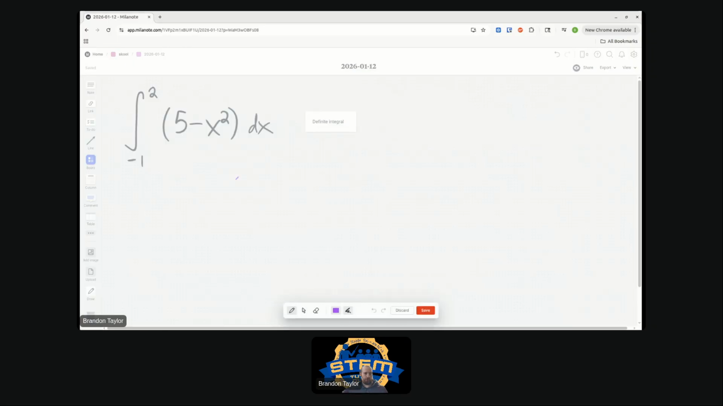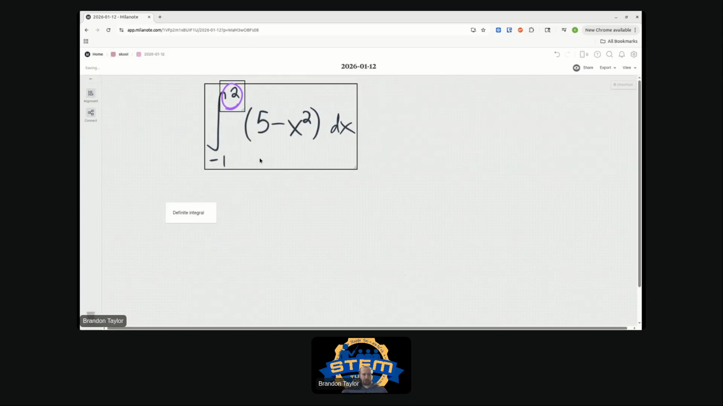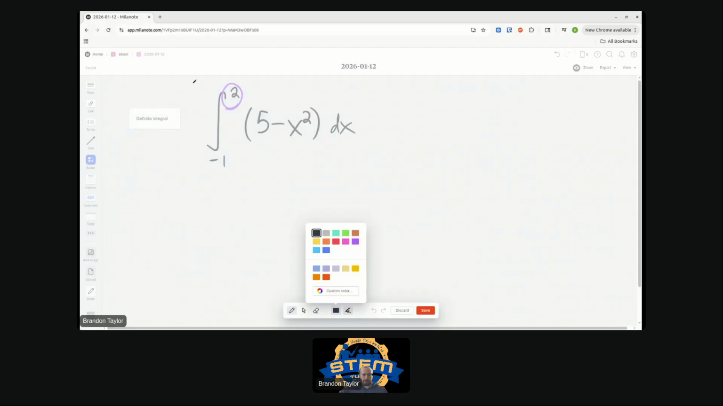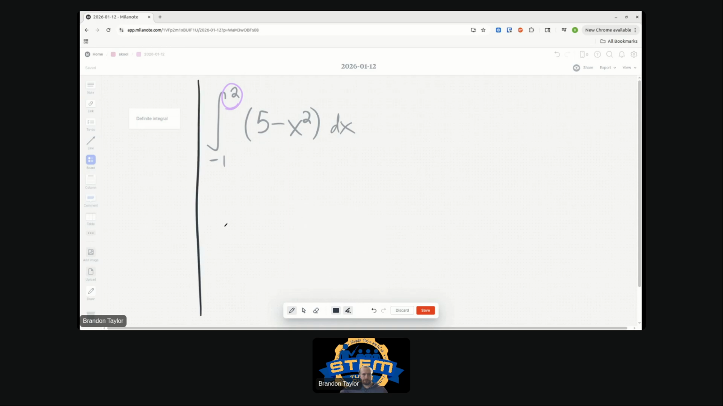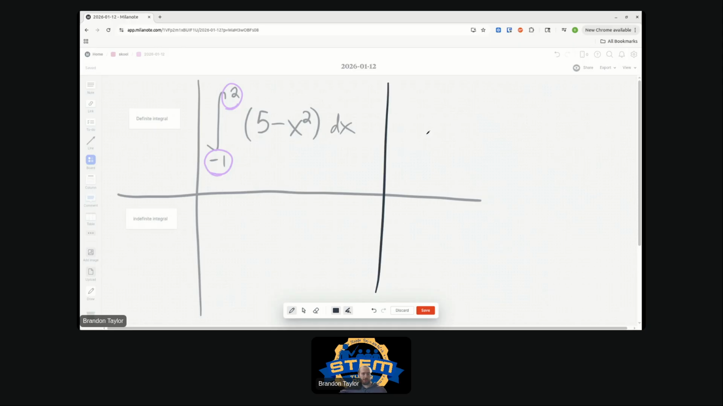A definite integral is, and actually let me create a little bit of a table here. A definite integral is essentially where we know the bounds. So it's an integral where we know the bounds, as opposed to an indefinite integral, which I'll cover in a second. So with a definite integral, we know the bounds, and the output is an area under the curve.